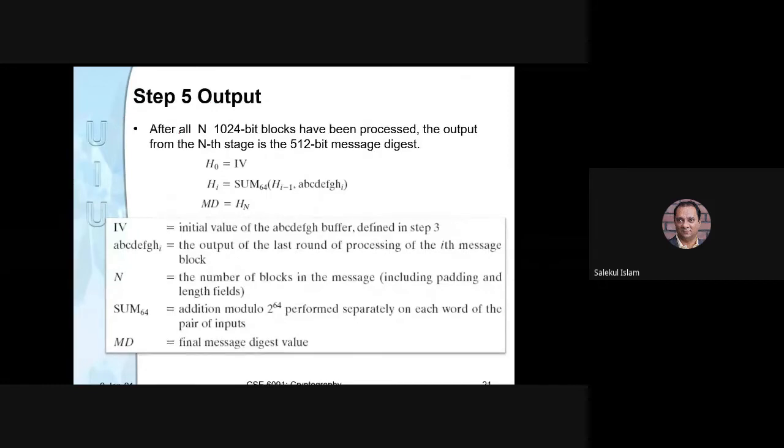Final output, that is step 5. After all N 1024-bit blocks have been processed, the output from the Nth stage, that means the final stage, is the 512-bit message digest. So the output of the Nth block is your final output. I have H0, this value I give from the program, and this is fixed. And finally, I have Hn, which is my final output.